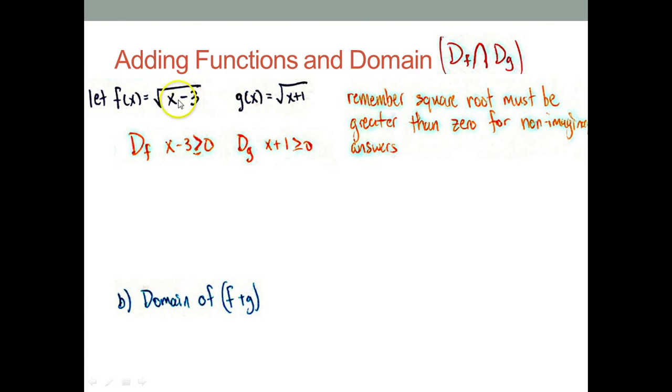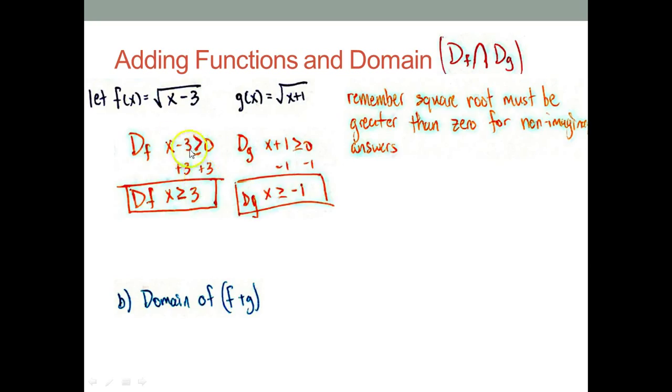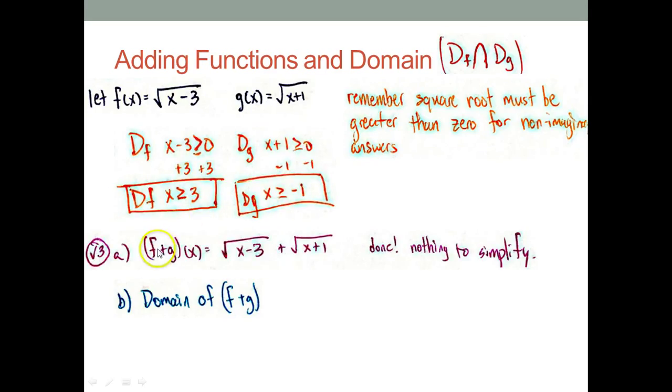So here you see I've taken the domain of f. I just take what's under the square root only and set it greater than or equal to 0. And I add to each side, so I have the domain of f is x greater than or equal to 3. Now for the g of x, I set the same thing. I take the same part and I make it greater than or equal to 0. I move the positive 1 to the other side, and I have the domain of g is x greater than or equal to -1.